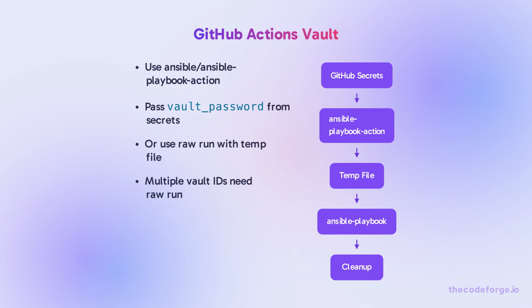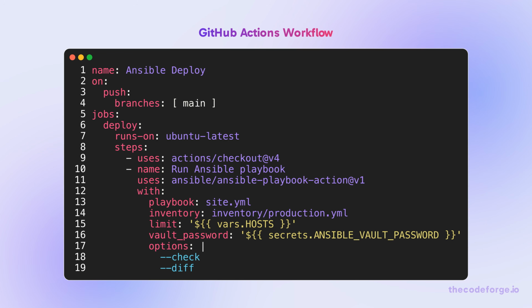GitHub Actions has a community action that simplifies running playbooks. Store vault passwords as repository secrets and pass them via env. For multiple vault IDs, use a raw run step. This GitHub Actions workflow runs the playbook with check and diff. The vault password is passed from secrets. The action writes it to a temp file automatically.